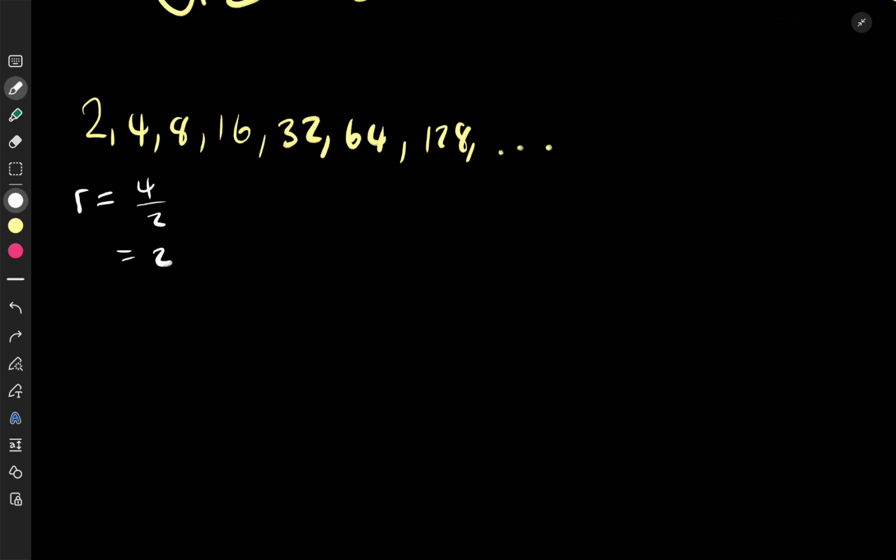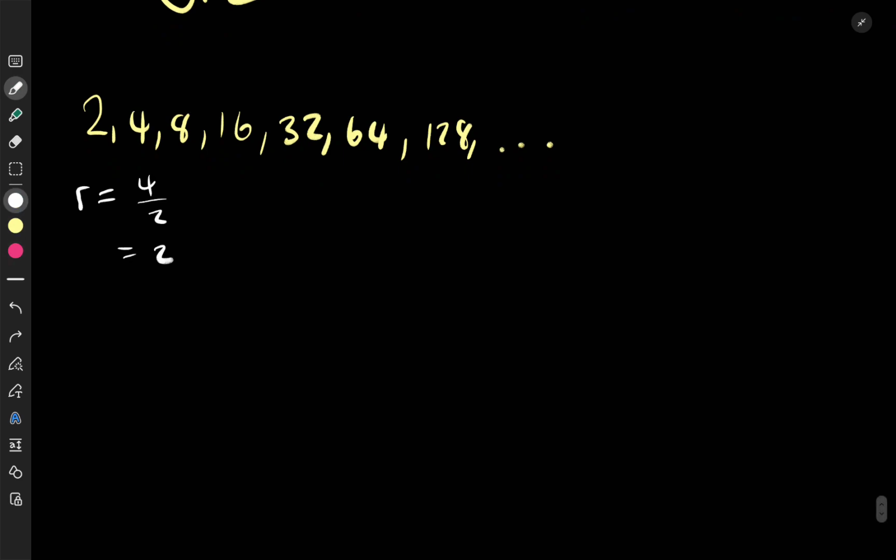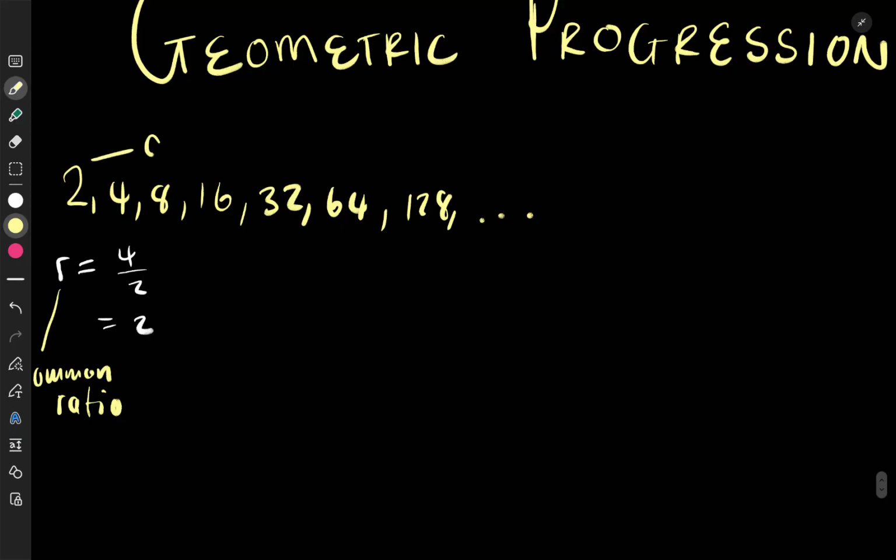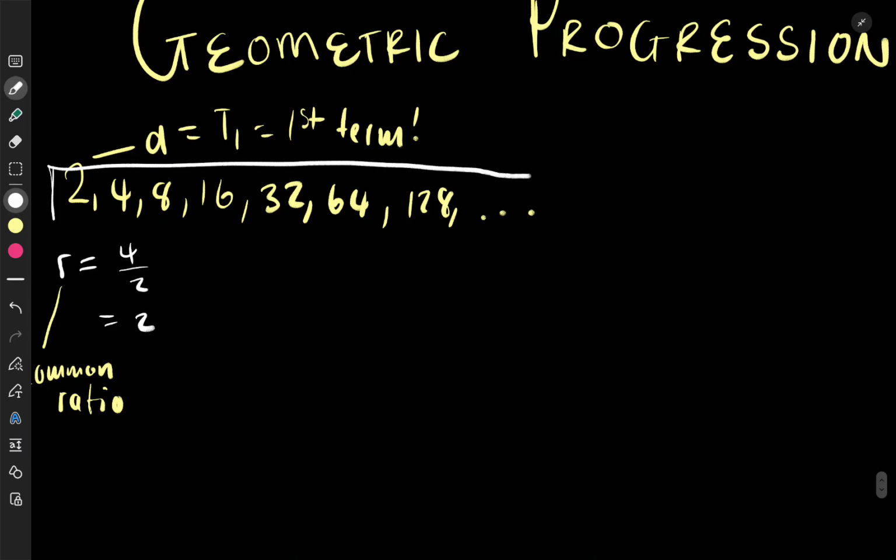Now, in our geometric progression, we need to know two things. The first is R, which is called the common ratio. And then we need to know A, where A is equal to T1, the first term of your progression. Remember, a progression is also called a sequence, but they loosely use the word series in the questions. So when we are doing questions, we need to know A and R, and then we can do the rest.